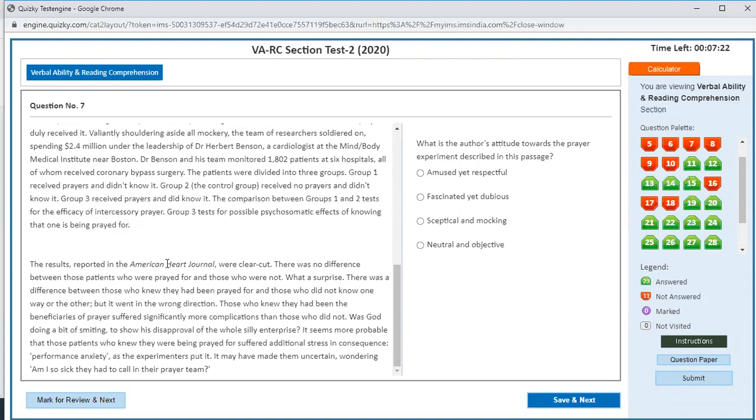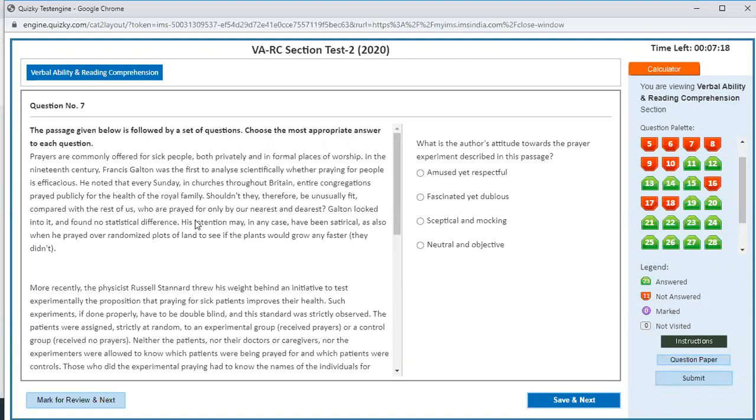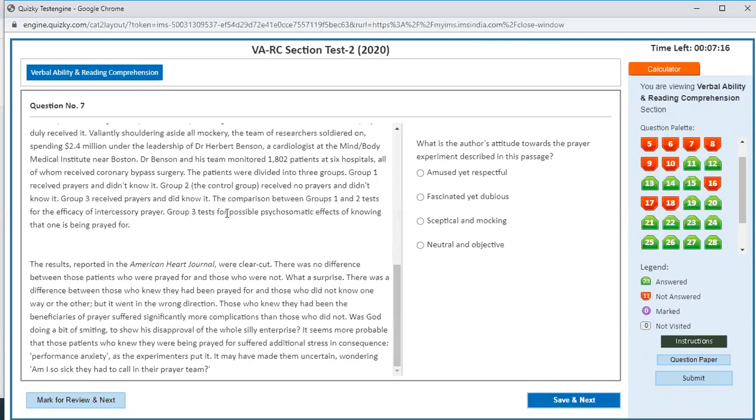The results reported in the American Heart Journal were clear cut. So it actually turned out to be a very scientific, experimental RCT. There was no difference between those patients who were prayed for and those who were not.